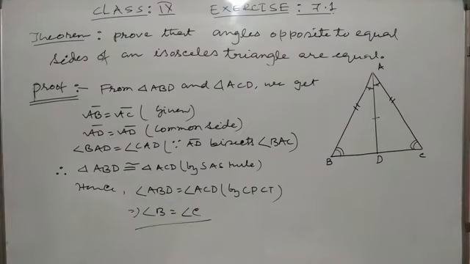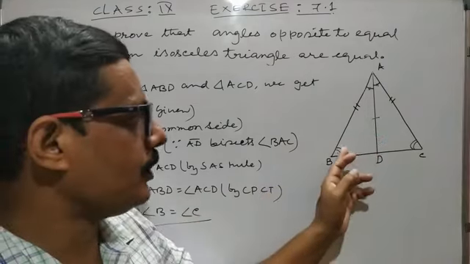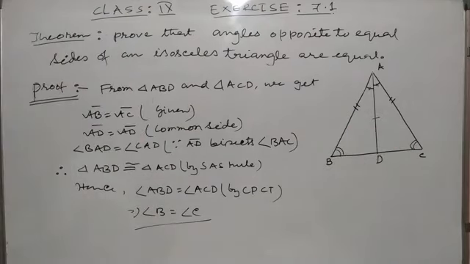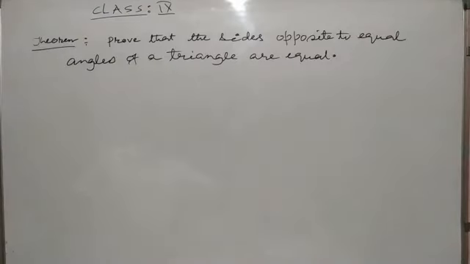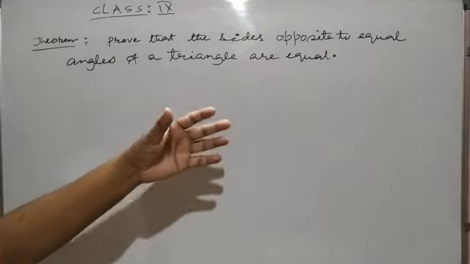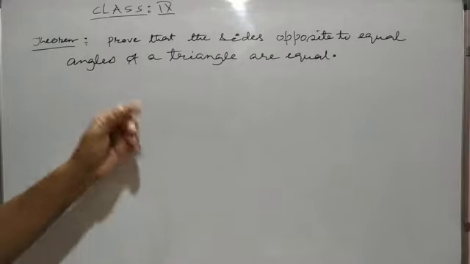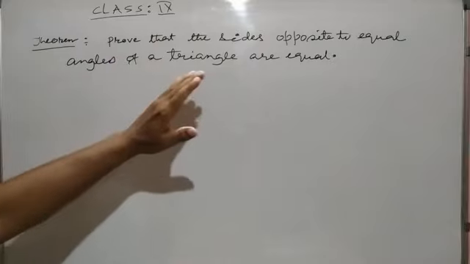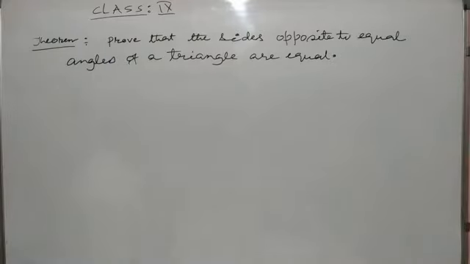Thus we have seen that if two sides of a triangle are equal, then their opposite angles are also equal. Okay, now see, this is an important theorem, but this theorem no need to prove, but we should know this theorem. Prove that the sides opposite to equal angles of a triangle are equal. That means it's the reverse of last proof.